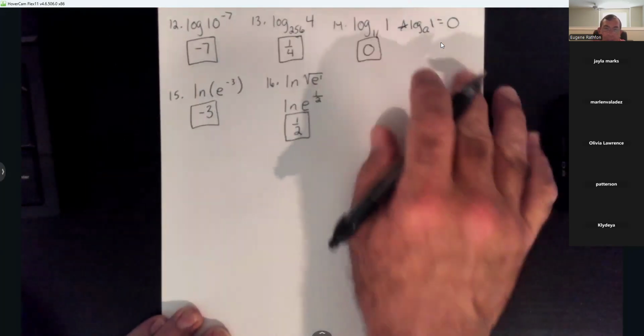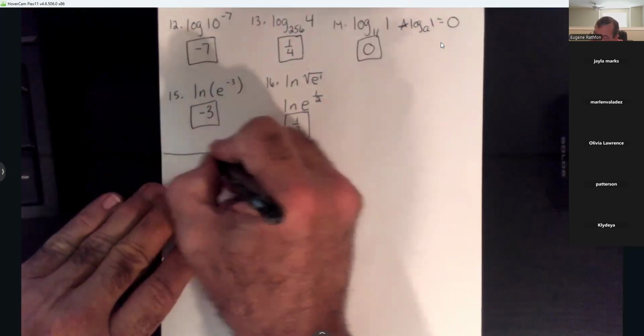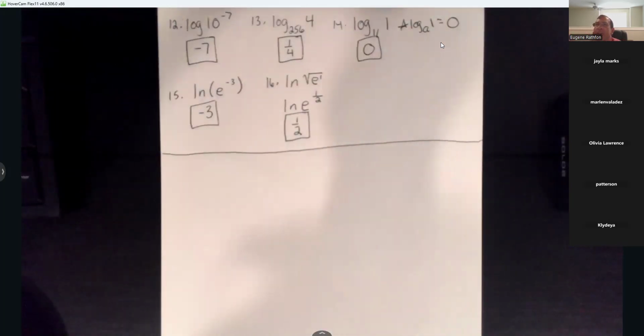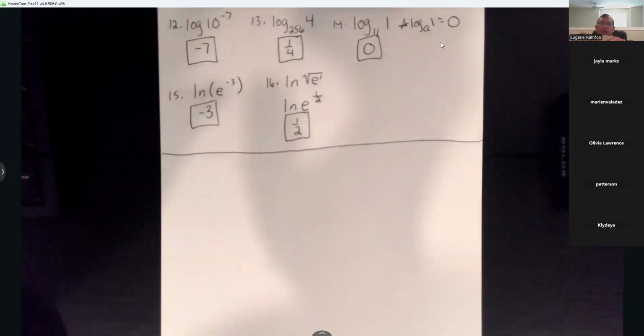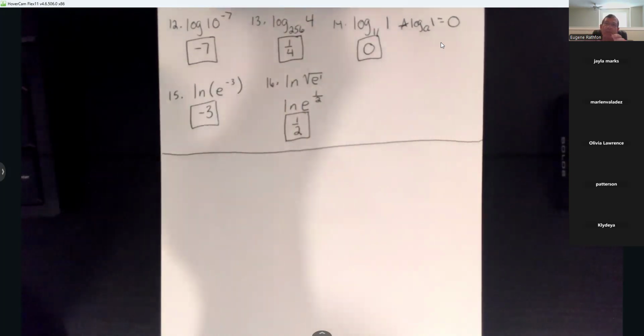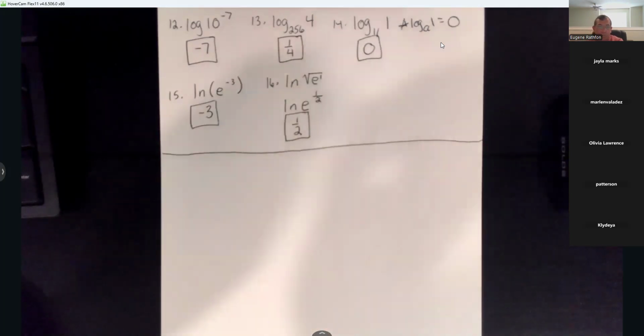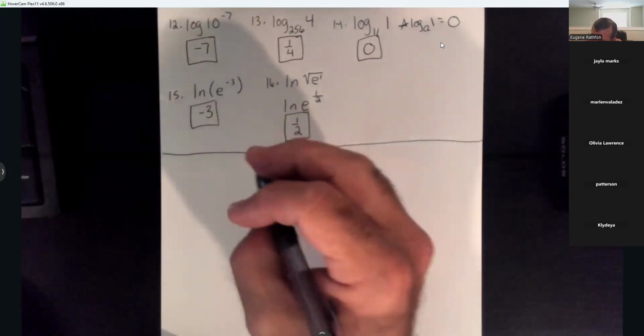All right, y'all, so let me show you something that's coming up next. We're going to be solving equations on Friday. To solve equations, we sometimes have to convert from logarithmic to exponential or from exponential to logarithmic. So here's how we do that.